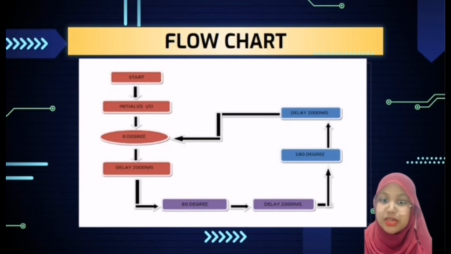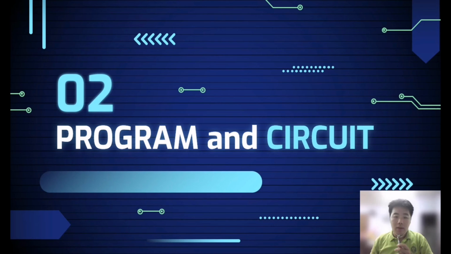Next is the flow chart. As you can see, we start with Start, and then we initialize the input and output. Next, we go to 0 degrees and write a delay of 2000 ms. Next, we move to 90 degrees with a delay of 2000 ms. And we continue with 180 degrees with a delay of 2000 ms. And finally, we go back to 0 degrees.